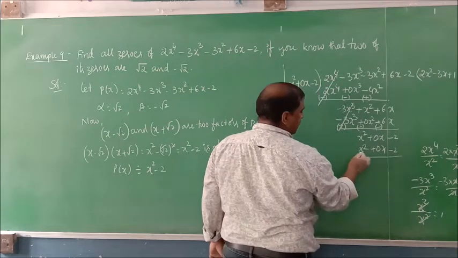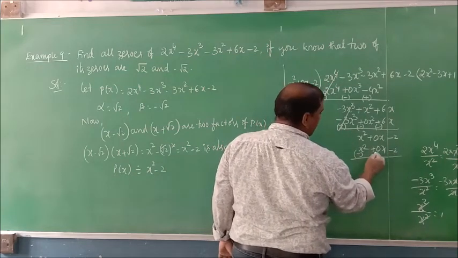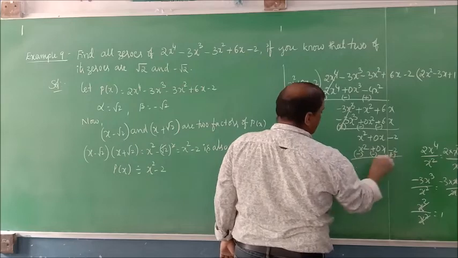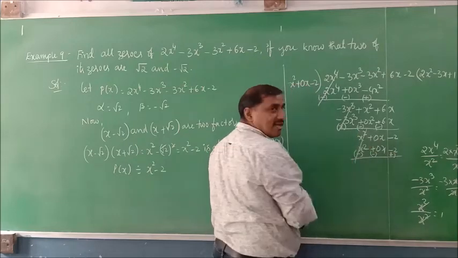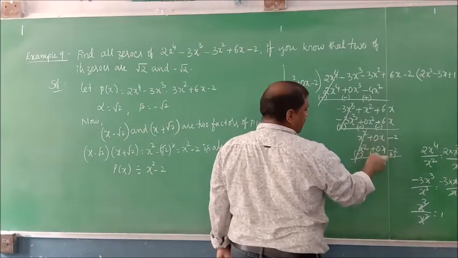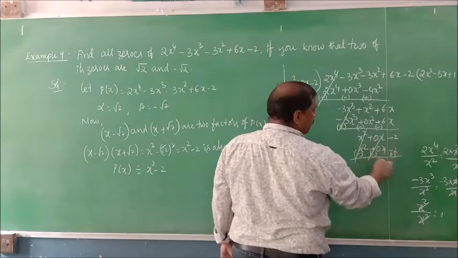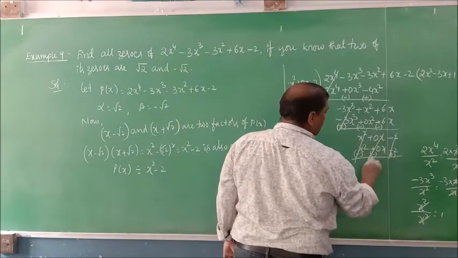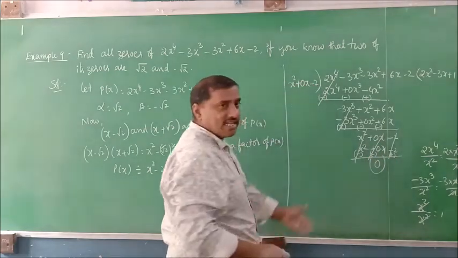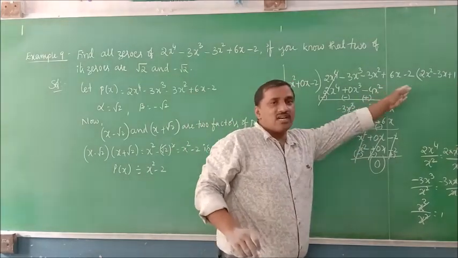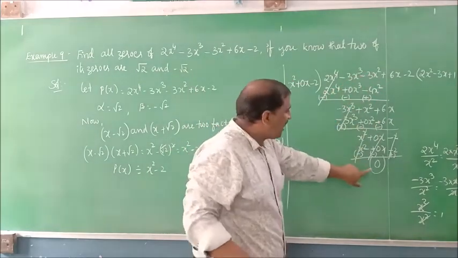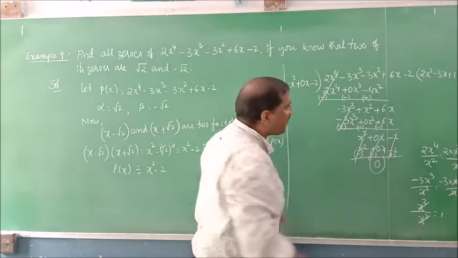Now subtract. This is minus and it is minus, so it is plus. x square minus x square are cancelled, we get 0. 0x minus 0x are cancelled. Minus 2 plus 2 get cancelled. Now the remainder is 0. Remainder is 0, therefore the quotient is also a factor. When the remainder is 0, the quotient is also a factor.